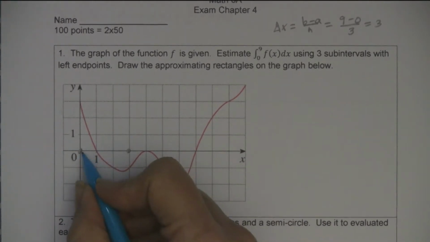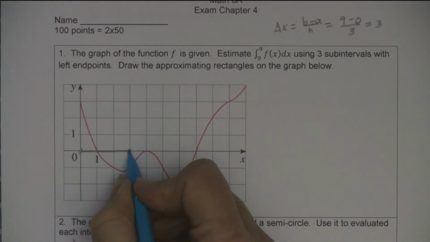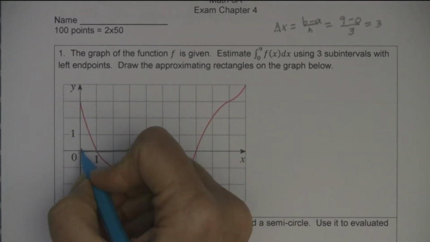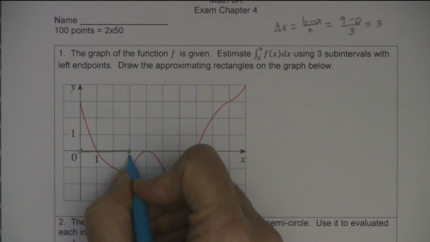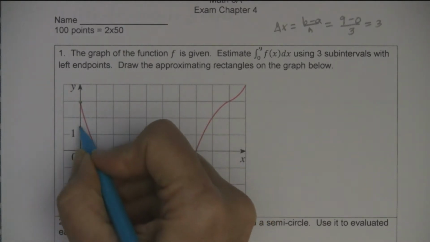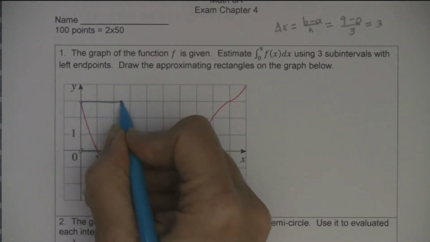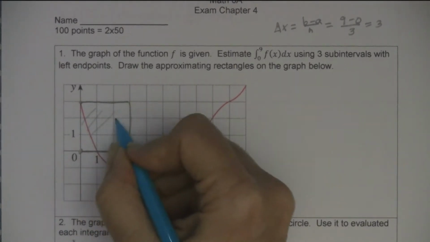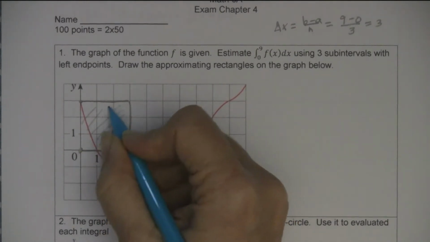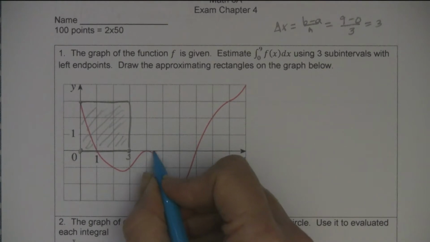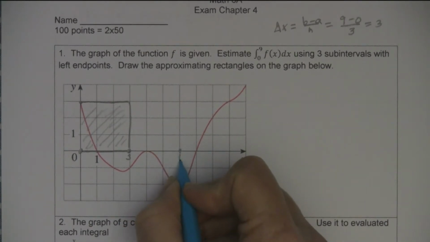So this is the base of my rectangle right there, and I want to use the height to be the left endpoint. So between 0 and 3 over here, the left endpoint is here at, must be 3, right? So this is our approximating rectangle from 0 to 3. Okay, and then we're going to go from 3 to 6, so 4, 5, 6.